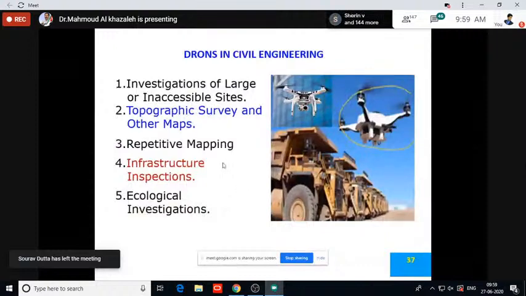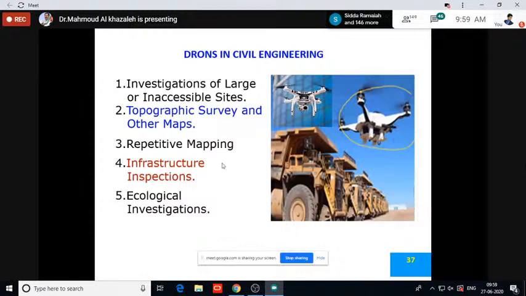Drones in civil engineering can be used in investigation of large or inaccessible sites, topography surveys or other maps of topography, repetitive maps during the whole year, for example in different seasons, infrastructure inspections, ecology, environment, and pollution.